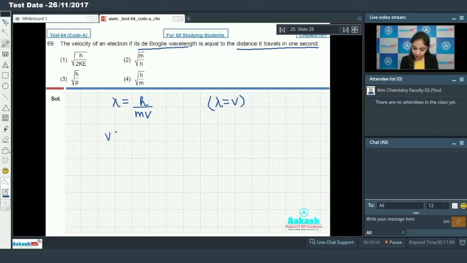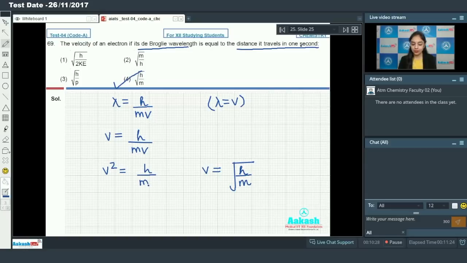So we can substitute: v is equal to h by mv. So it will be v square equal to h by m. So simply v will be equal to the square root of h by m. So it was a very simple one. So option number 4 is the correct answer.